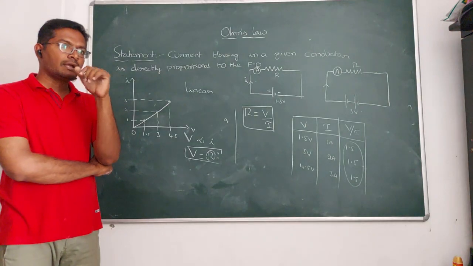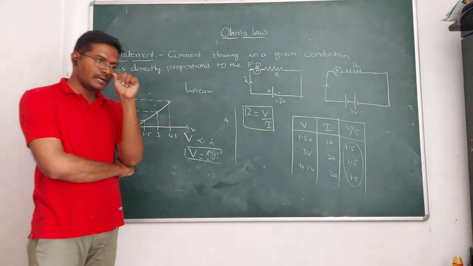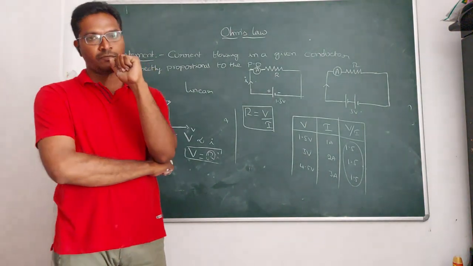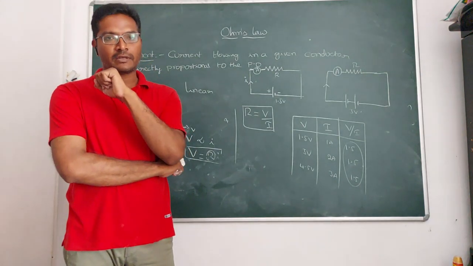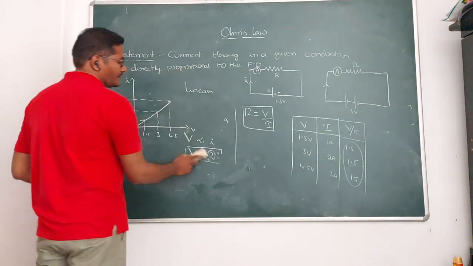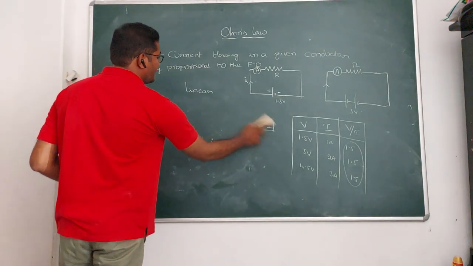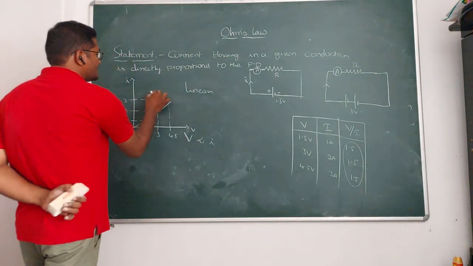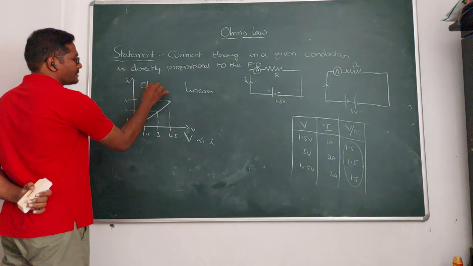There are some other conductors like semiconductors and gaseous conductors. They do not obey Ohm's law. So for those, you are not getting the same graph. So this is for ohmic conductors.